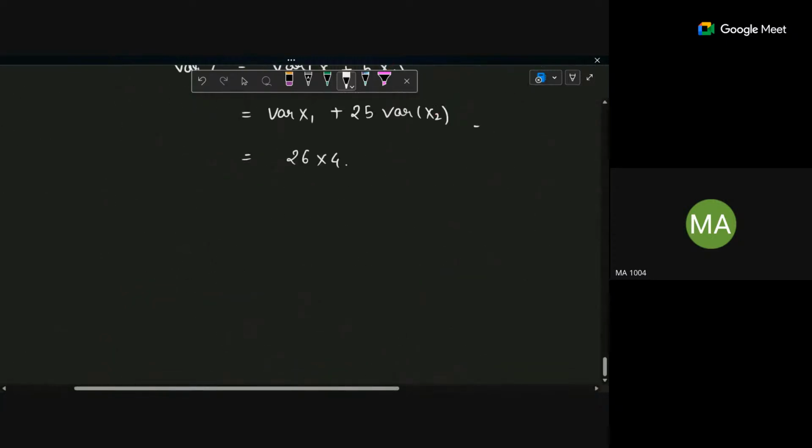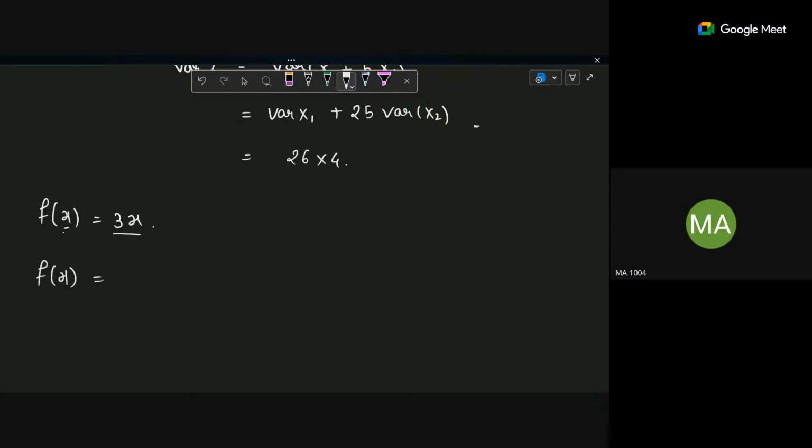For example, if I say f of x is, let's say, 3x, then does it matter when I change my x value? If I change x, the value of 3x will change, right? Yes. But if I define my function as f of x is equal to, let's say, 3, then even though I change x, the value of f of x will not change, right? Yeah, it will remain 3 forever. Why?